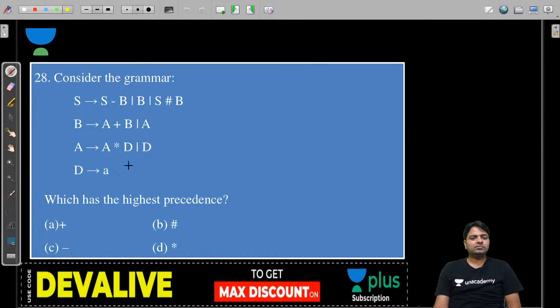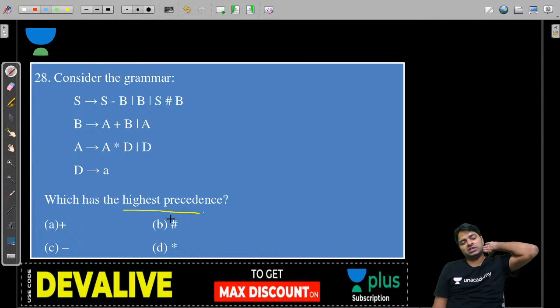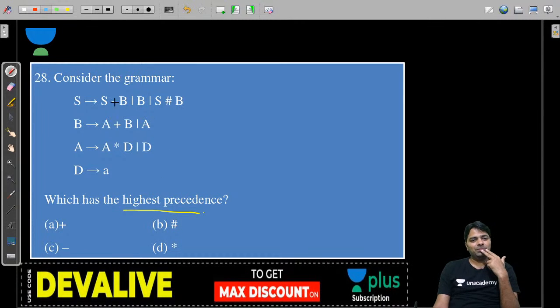28. Which has the highest precedence, guys? You have to choose which has the highest precedence. Now go down: if you have a minus, and from B, can you generate any other operator? From S, plus I can generate, so minus is not highest.